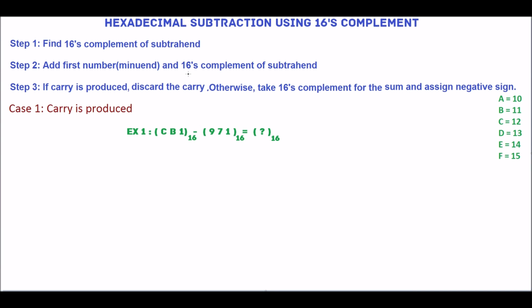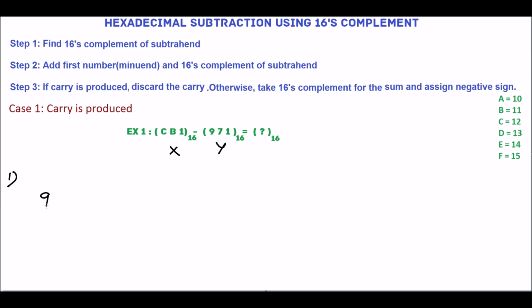In this tutorial, we will see how to subtract hexadecimal numbers using 16's complement. We'll see two different cases. First, we'll solve example 1. Assign the numbers as x and y for our calculation purpose. In step 1, find the 16's complement of y.